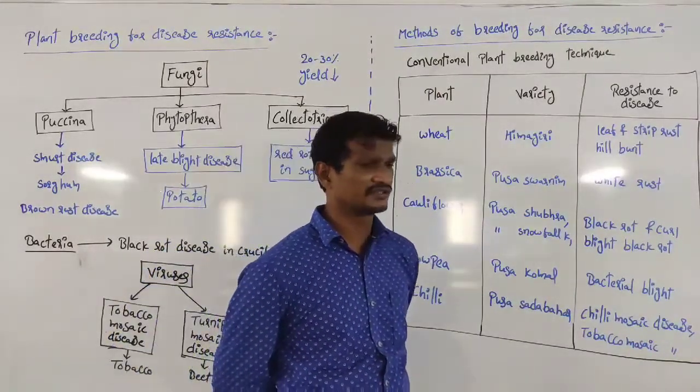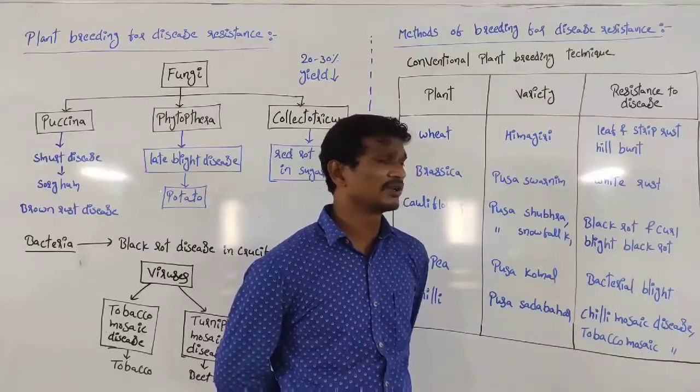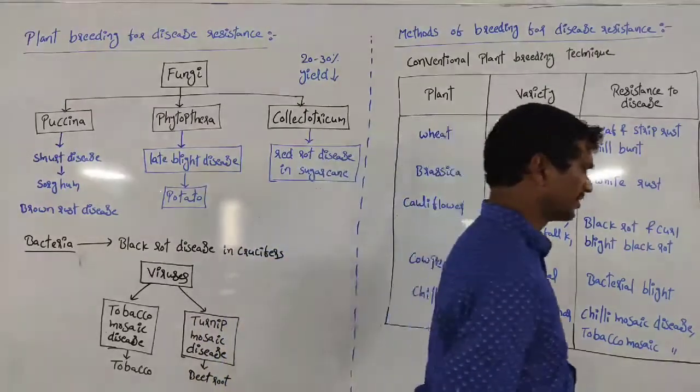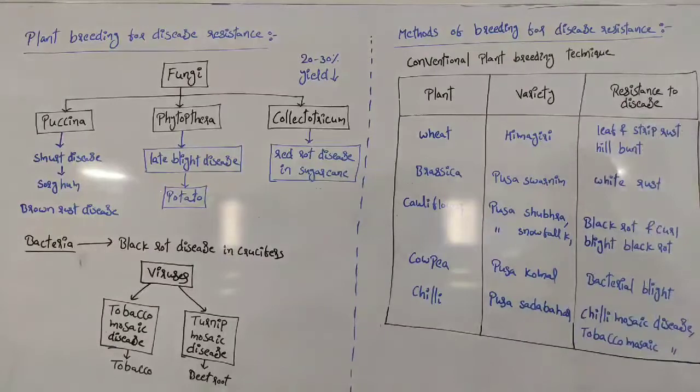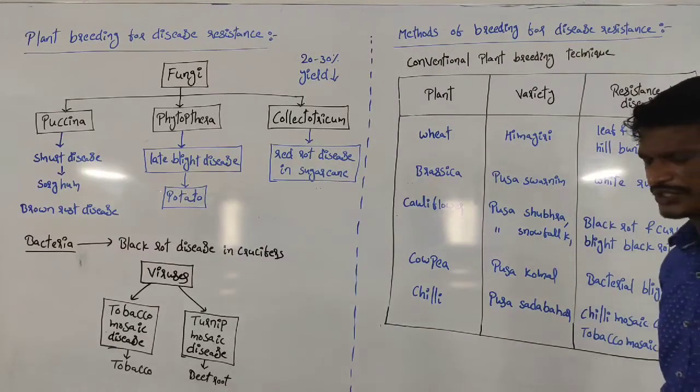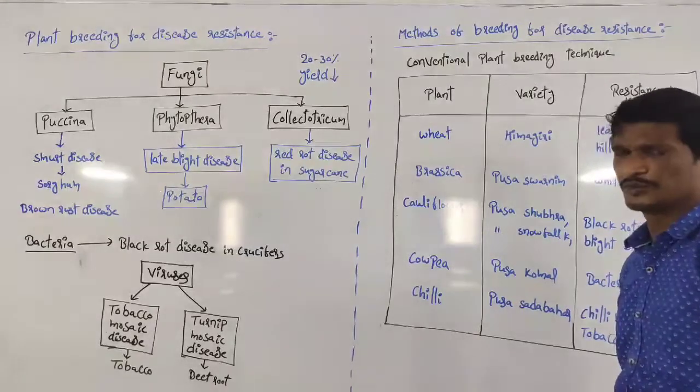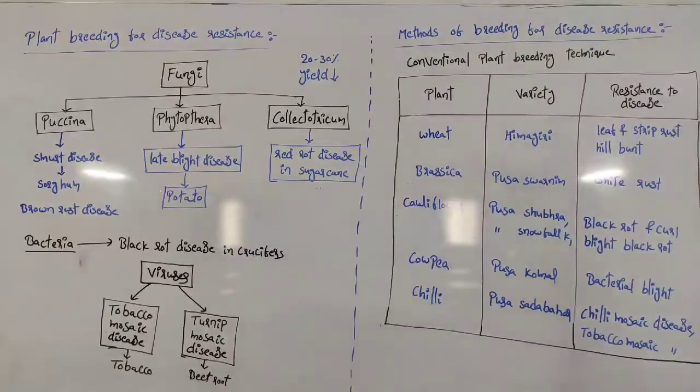Leaf and stripe rust. Whatever leaves and stripes are there, the stripe and leaf rust. And hill bunt. Hill bunt is nothing but here also the inflorescence is affected, and the inflorescence produces a black, powder-like substance.